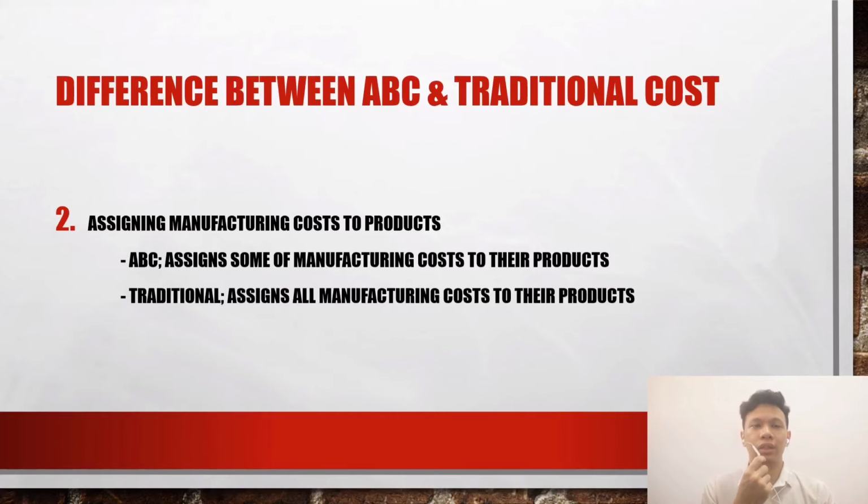Next is the assigning of manufacturing costs to the products. For the ABC method, they only assign some of the manufacturing costs to their products. This is because they only assign the costs that will bring a change to the cost. If the manufacturing cost will not change the cost, then it will not be assigned or included. Meanwhile, traditional costing assigns all manufacturing costs to their products, regardless of whether it will change the cost or not.